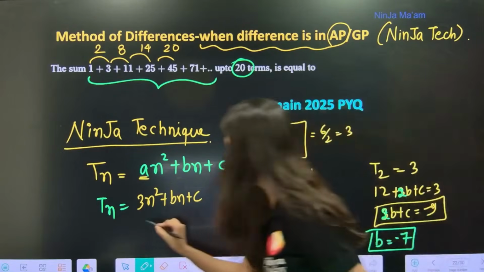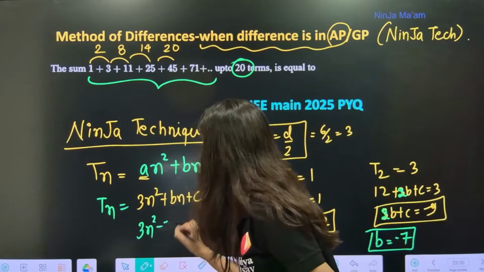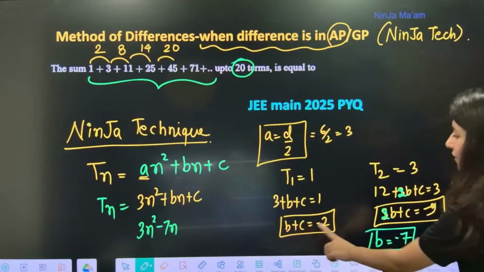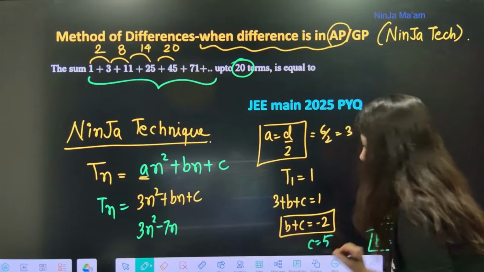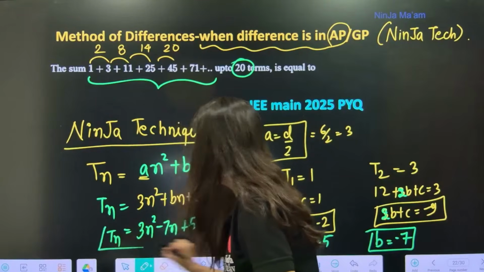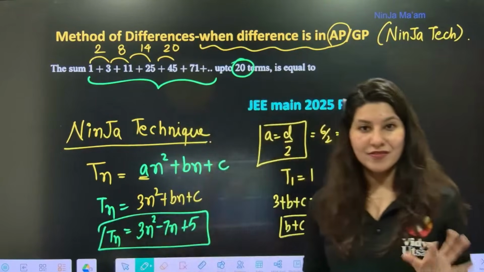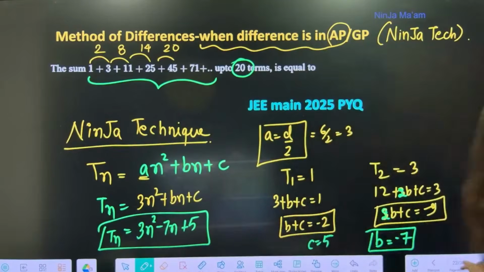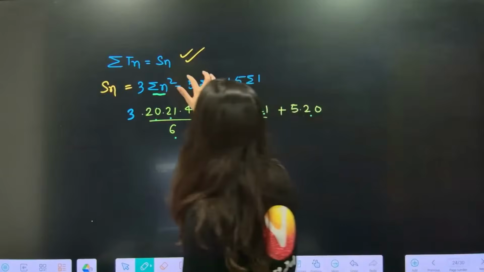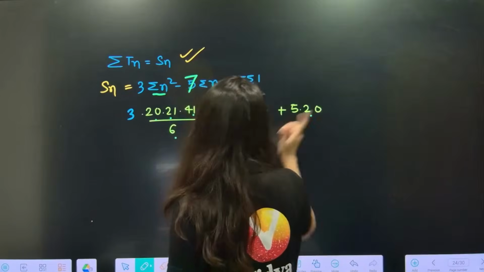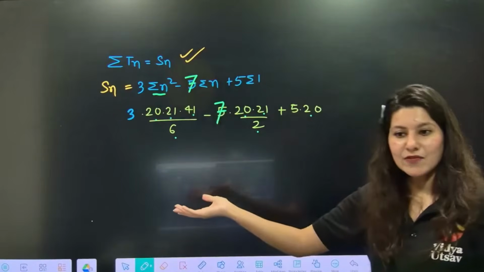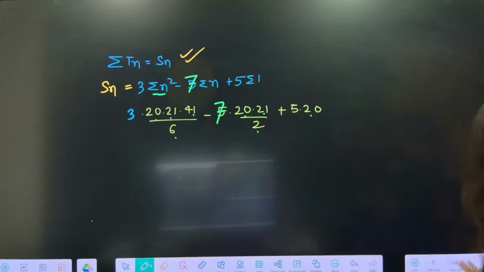So that means 3n square minus 7n. Now see, the moment you put b equal to minus 7, your c will be what? 5. So plus 5. The calculation of Tn will be done in a matter of 10 seconds. Now that you got 3n square minus 7n plus 5, just plug into the formula and you are done and good to go.